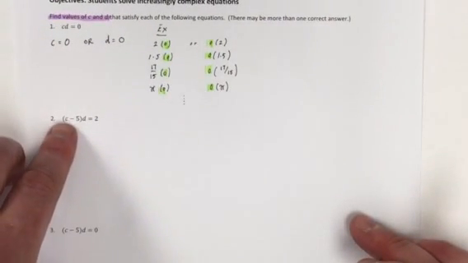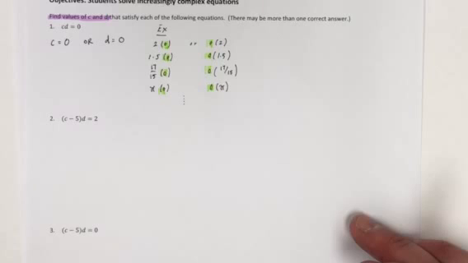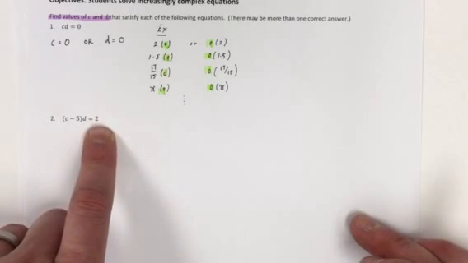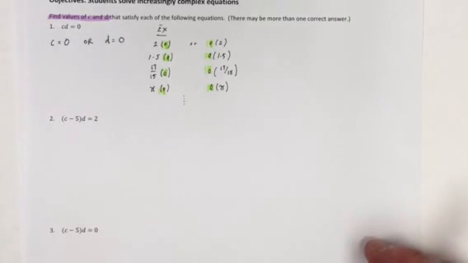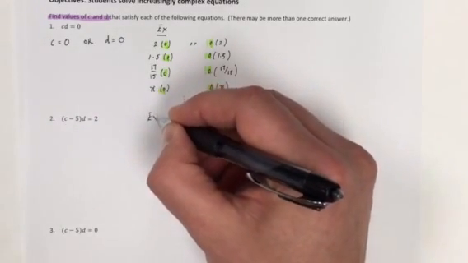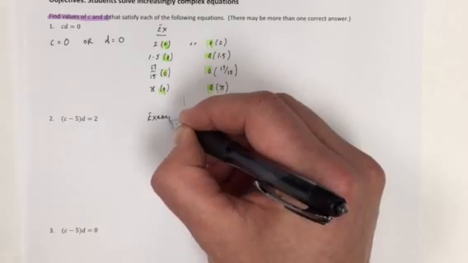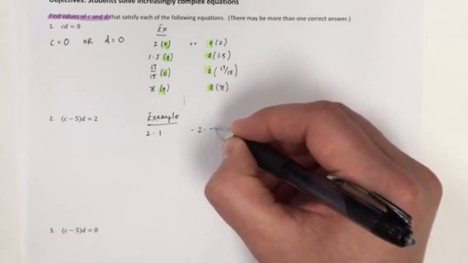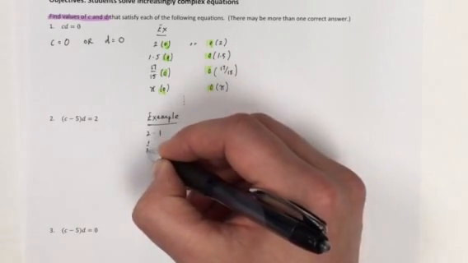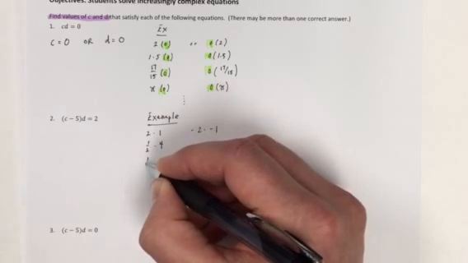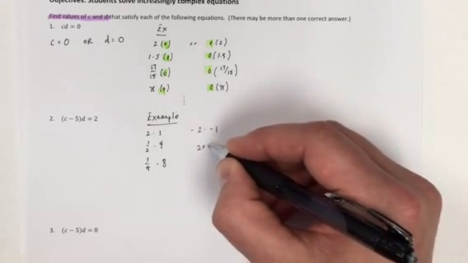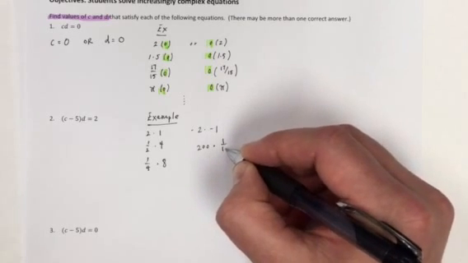Now I'm grouping C minus 5 times D. But this time I see that it equals 2. So I go back to trying to figure out, well, what are my examples? How can I get to 2 when I'm multiplying two numbers? Well, I could have 2 times 1. I could have negative 2 times negative 1. I could have 1/2 times 4. I could have 1/4 times 8. I could have 200 times 1/100th.